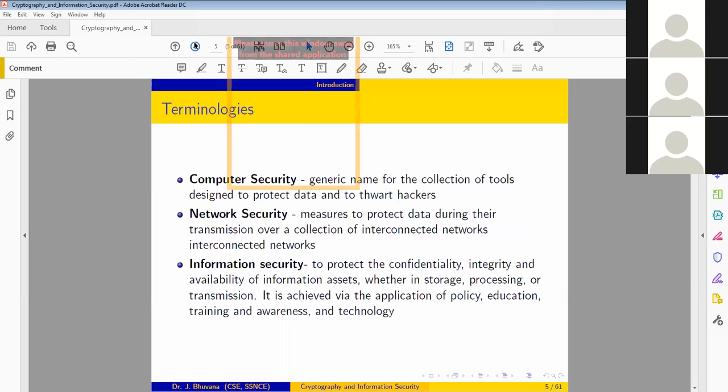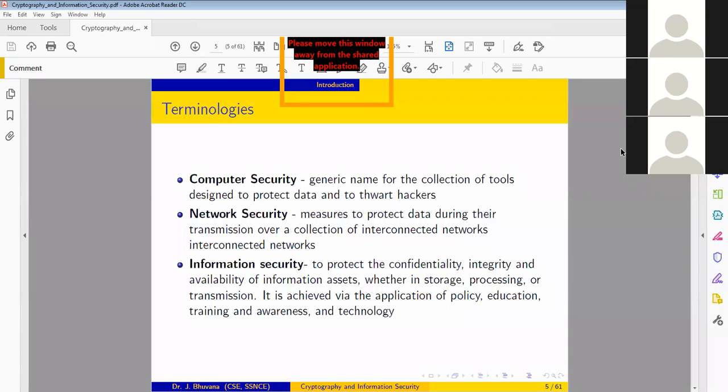So with that, let us see the terminologies: what is computer security, what is network security, and what is information security. Computer security, I would say, is a generic umbrella term equivalent to the collection of tools designed to protect our data from the attackers or the hackers. That is computer security. It covers all the tools and the techniques that are used to protect our data.